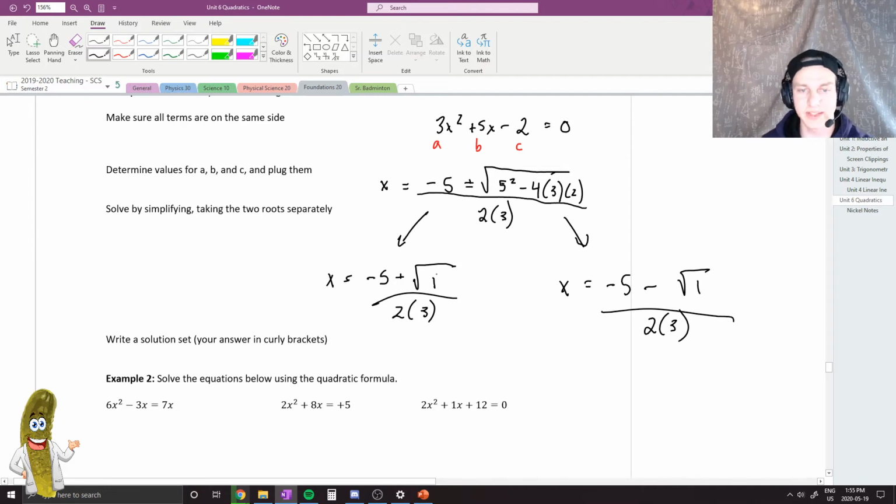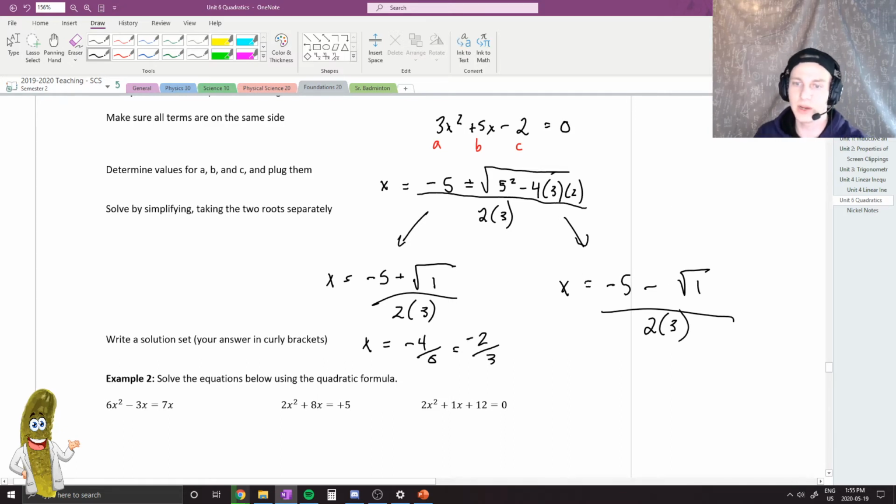The square root of 1 is simply 1. So negative 5 plus 1 would give us a negative 4. And we would end up with x is equal to negative 4 over 6, or x is equal to negative 2 thirds. That would be one of our solutions. X is equal to negative 2 thirds.